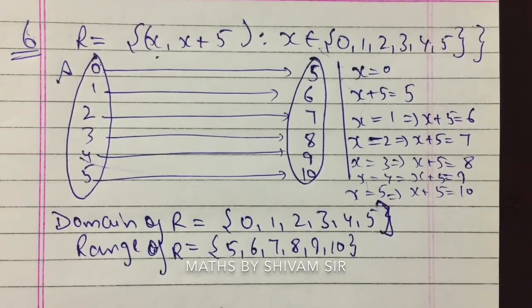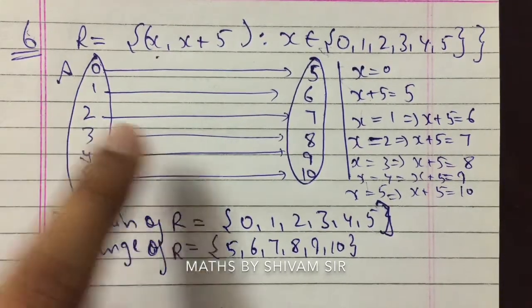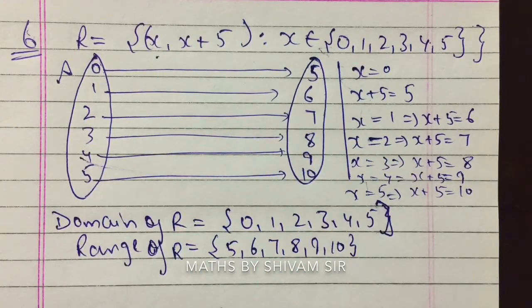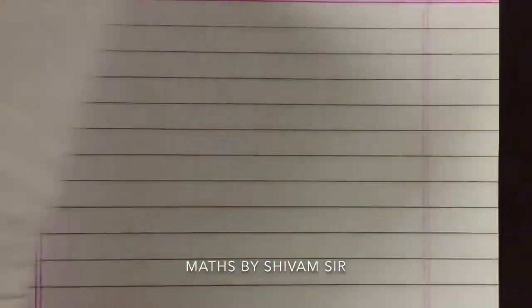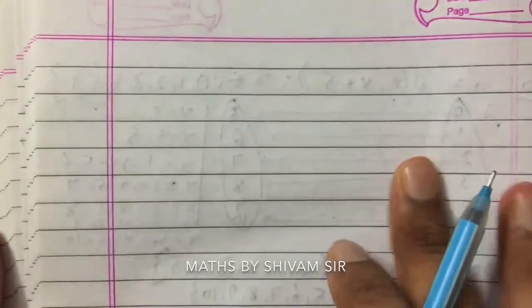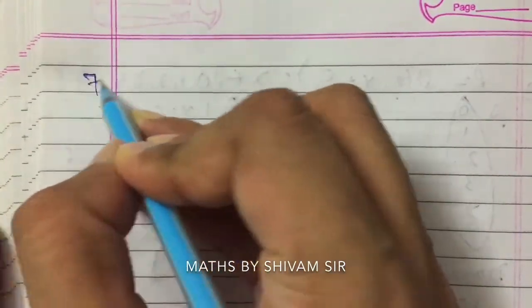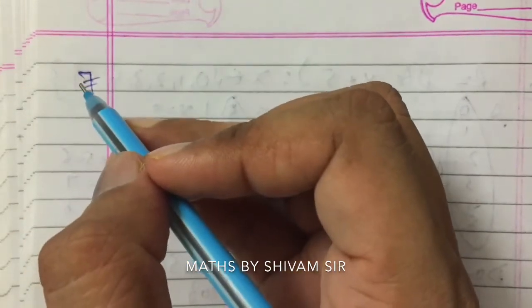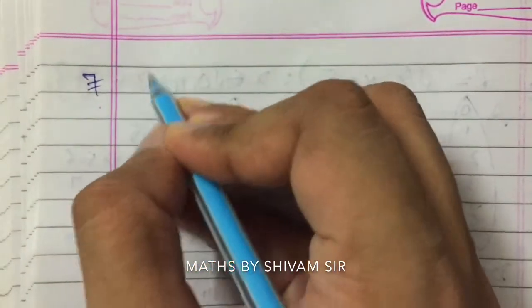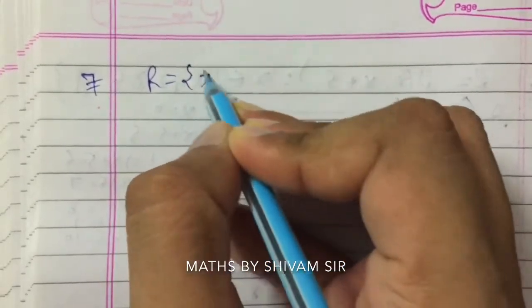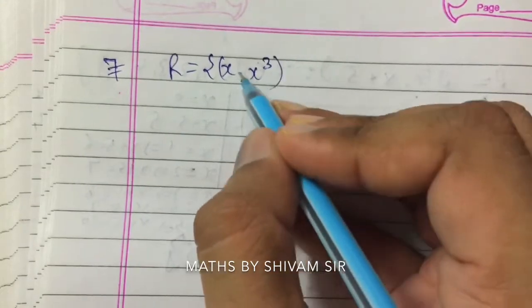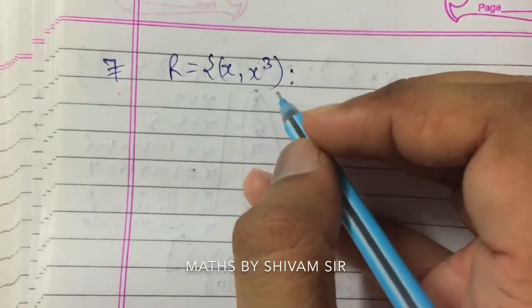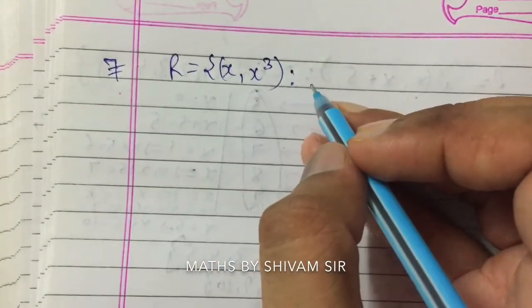You can pause the video, choose any one method, either this one or this one. So pause the video to note it down. So let's move on to the next question, number 7. We have to write a relation R in x and x cube, where x is a prime number less than 10.